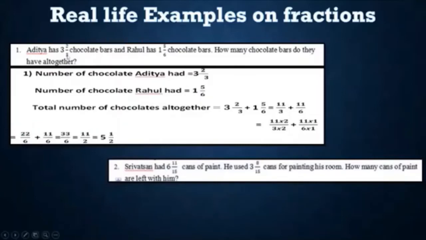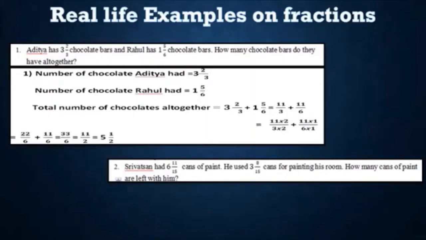Shivatsan had 6 11 by 15 cans of paint. He used 3 8 by 15 cans for painting his room. How many cans of paint are left with him? So how do we solve this? We will subtract 6 11 by 15 and 3 8 by 15.